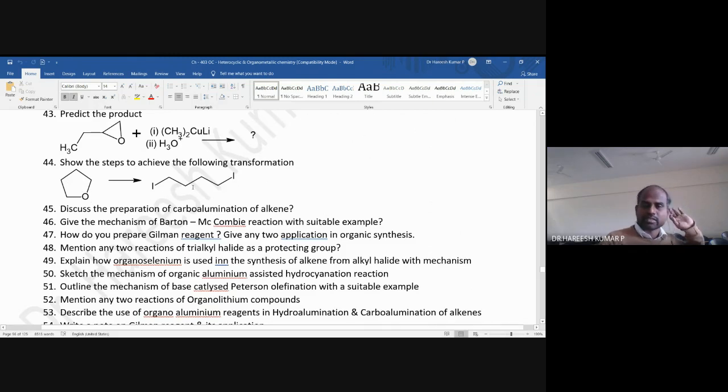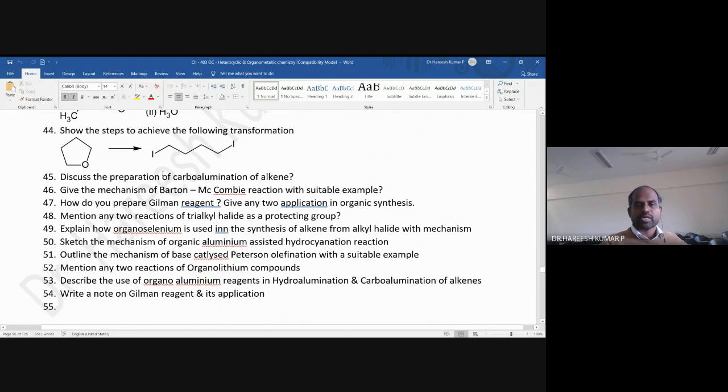And here you have to mention what is the reagent responsible for the conversion of tetrahydrofuran to this. I think silyl iodide, trimethylsilyl iodide, is responsible for the conversion of tetrahydrofuran to diiodobutane. Then discuss the preparation of carboalumination. Carboalumination is nothing but a reaction of an alkene with trialkyl alane.